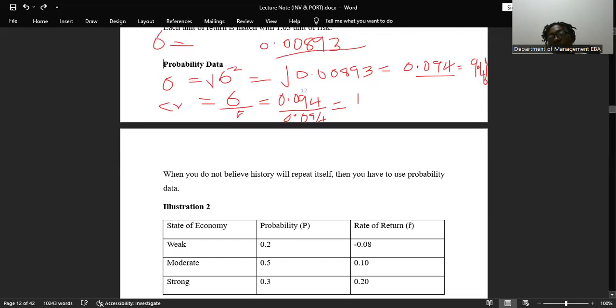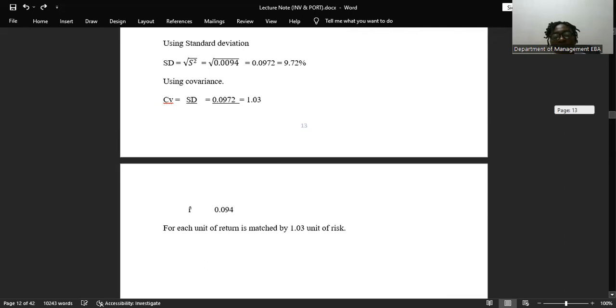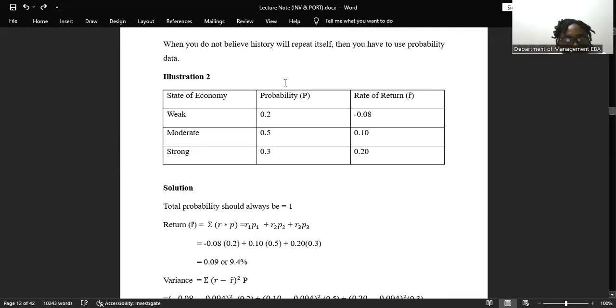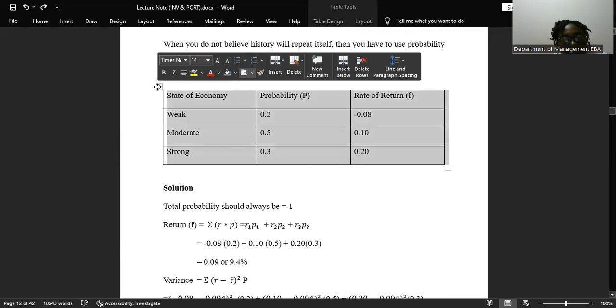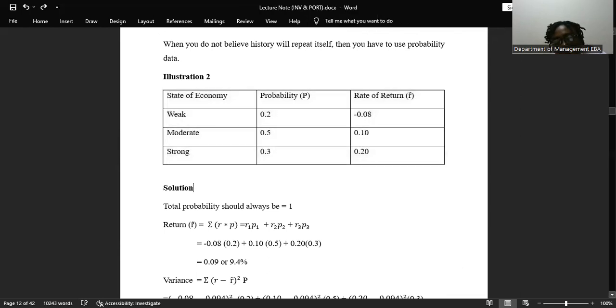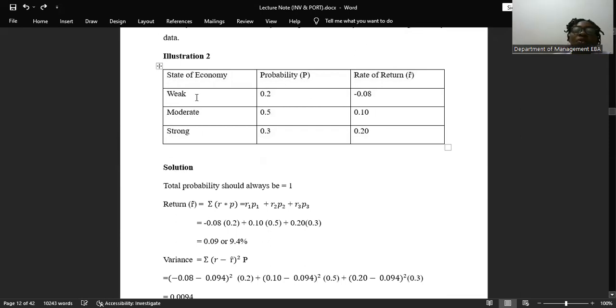Okay. For the probability, we have this information. I would like to copy this. This information here. In a weak economy, probability 0.2, rate of return is negative 0.08. Moderate, about 0.5, rate of return is 0.10. Then strong, in a strong economy is 0.20 rate of return, the probability was what? 0.3. So with this one, this is how we calculate the return.